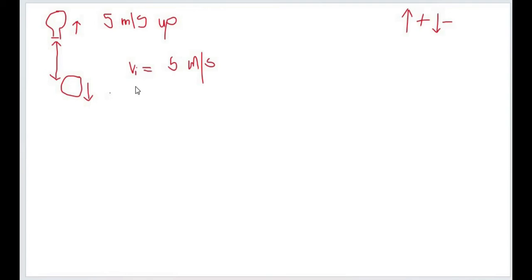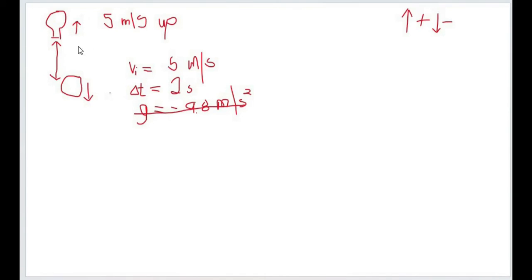And then what else do we have? We also have the change in t, which is the time. They said after how long? After 2 seconds. What else do we have? We also have g, which we know to be 9.8 meters per second squared, and it's going down, so it's going to be negative. But is this important for the hot air balloon? This is actually not important.